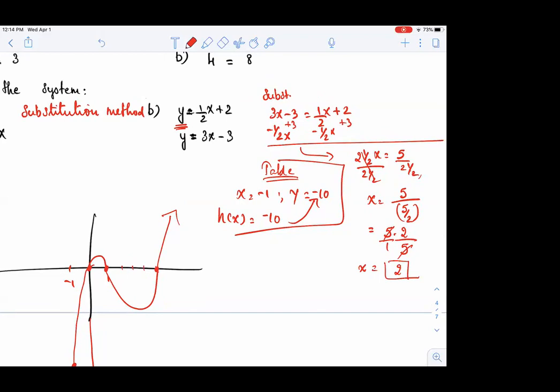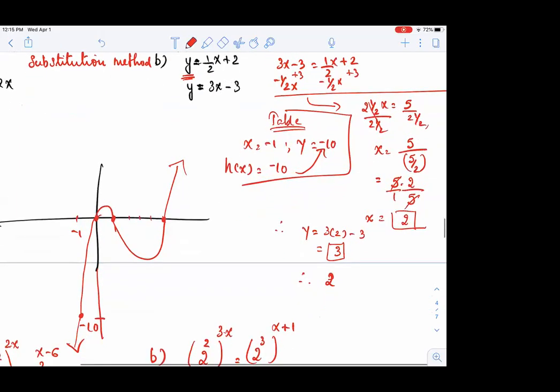But that's not enough. We need to find what y is. So therefore, y is equal to, you can either substitute here or there, right? This looks like it's easy because there's no fraction. So 3 times 2 minus 3, which is 3. Therefore, the final answer is 2, 3.